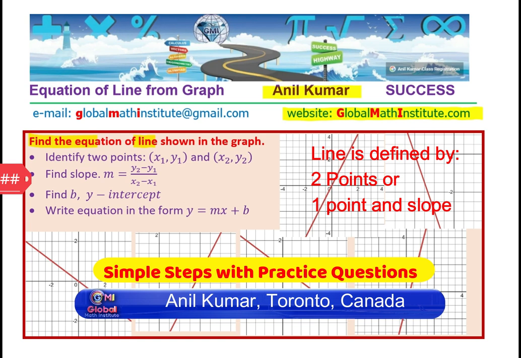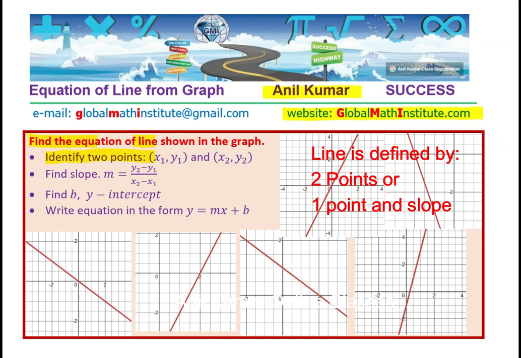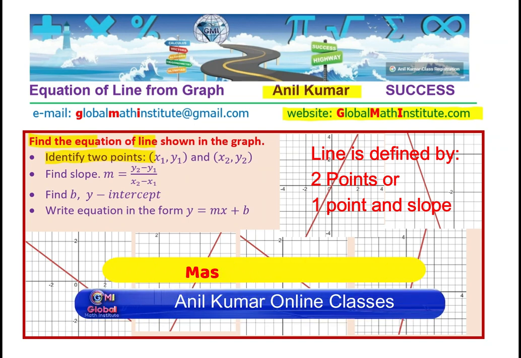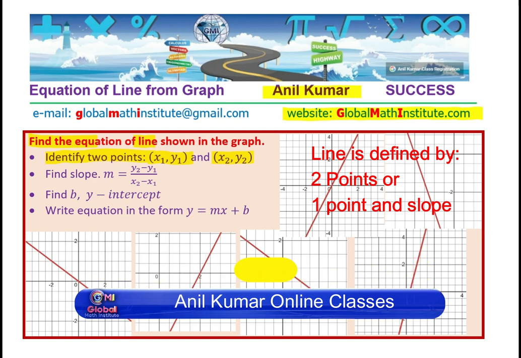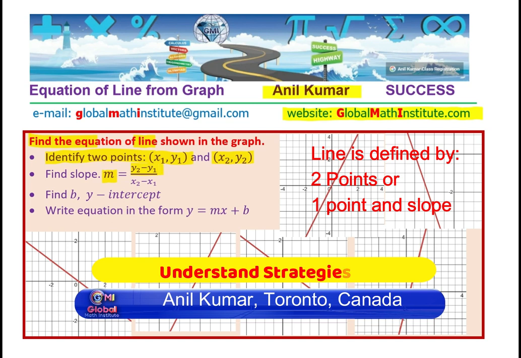The first step is to identify 2 points on a line. A straight line will always pass through 2 points minimum, right? So we'll call these points (x1, y1) and (x2, y2). These 2 points actually define your line. And the gradient or the slope can be calculated by y2 minus y1 divided by x2 minus x1.